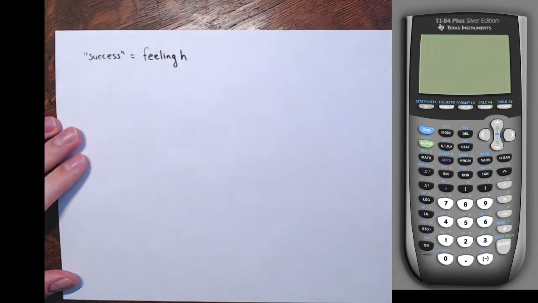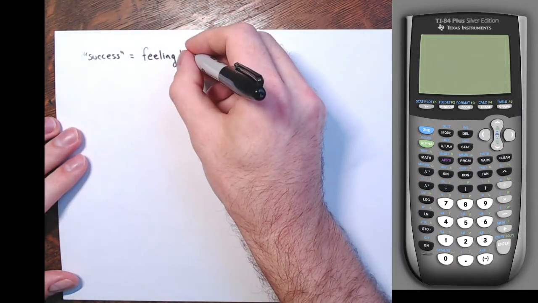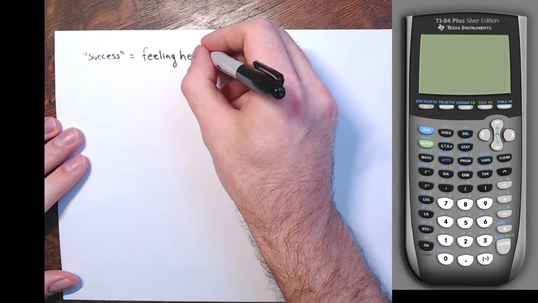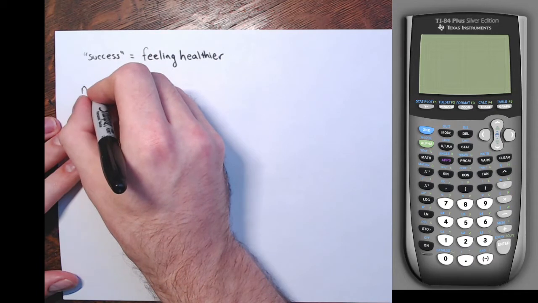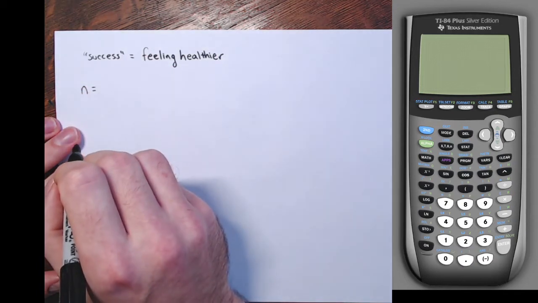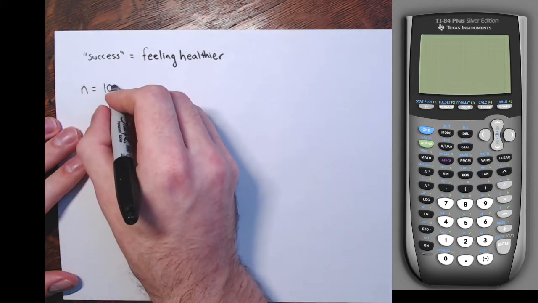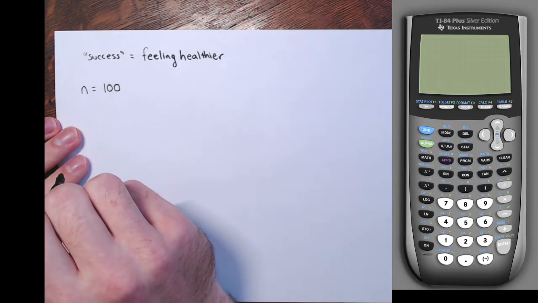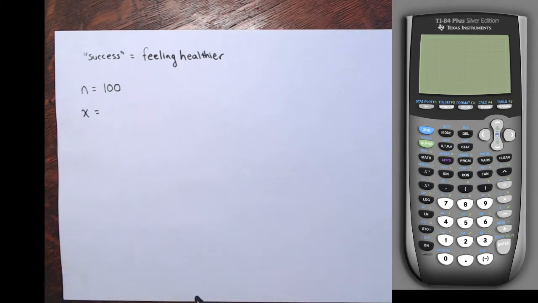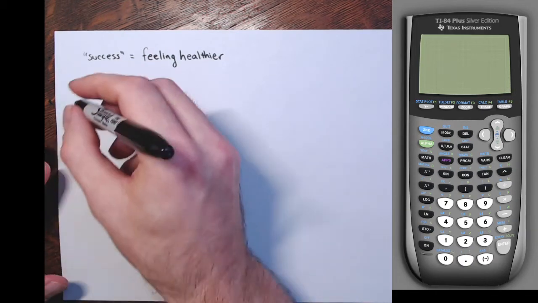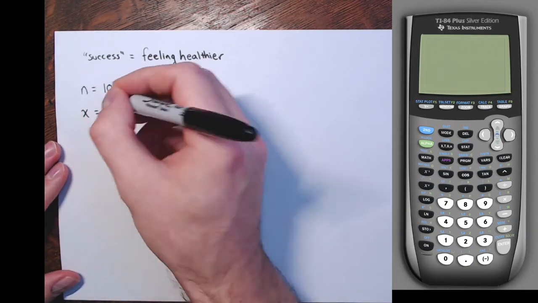And let me get rid of the calculator. I'll keep the calculator up, I'm going to be using it in a second anyway. All right, a success was feeling healthier. Now our sample size, they said they took 100 new vegetarians, so sample size n is 100. And again, x will represent the number of successes. Of those 100 new vegetarians, 74 said this new diet was helping them to feel healthier. So I have 74 successes.